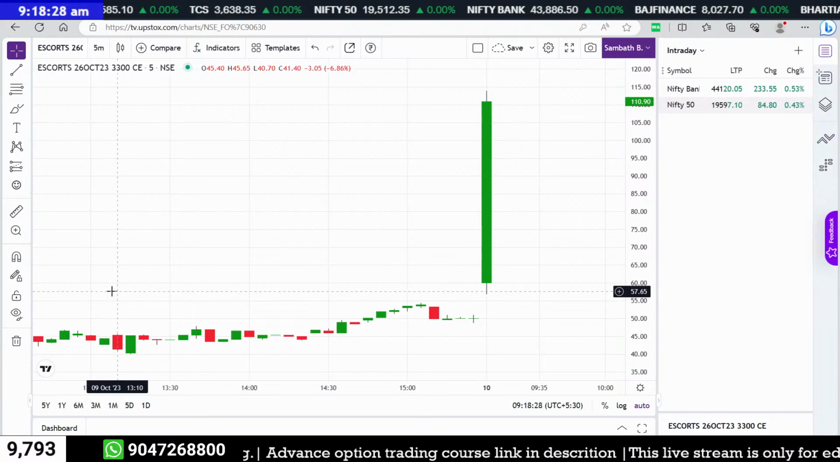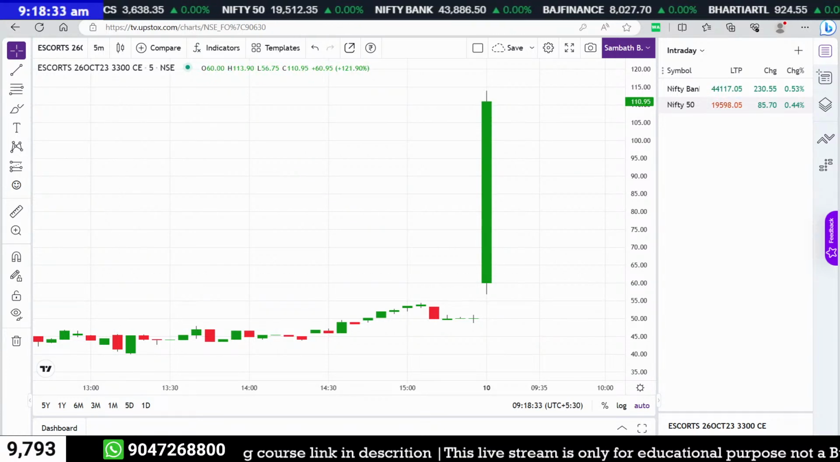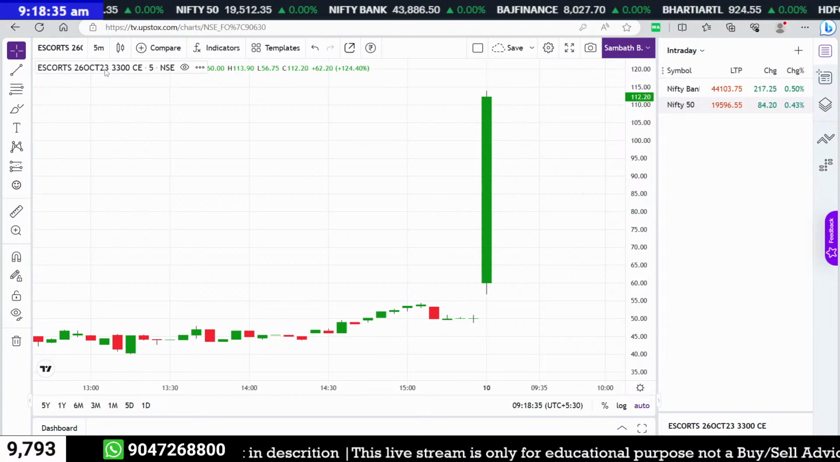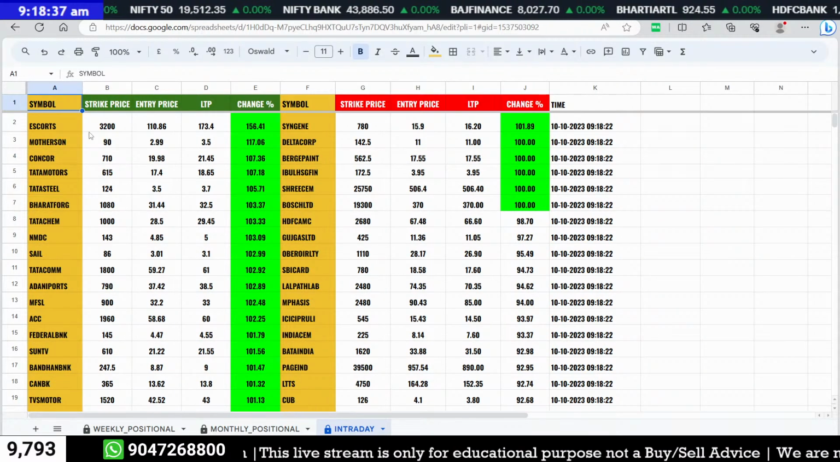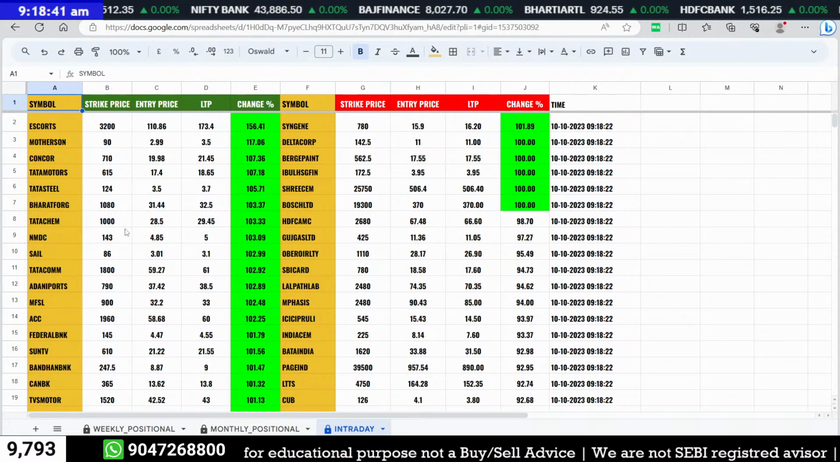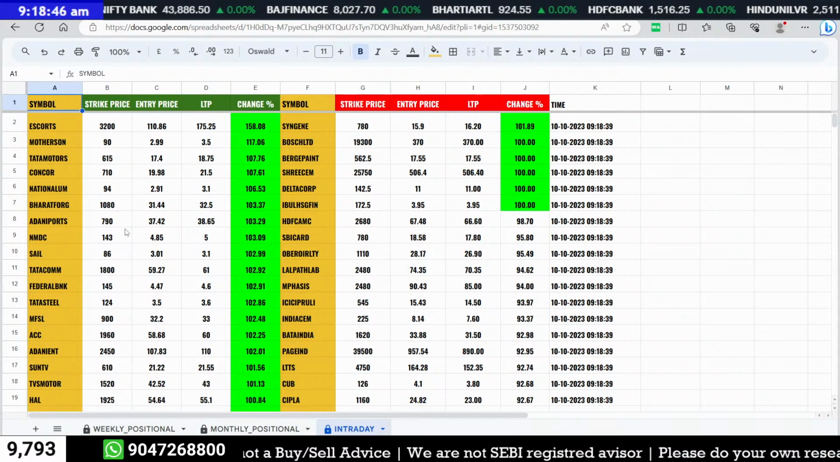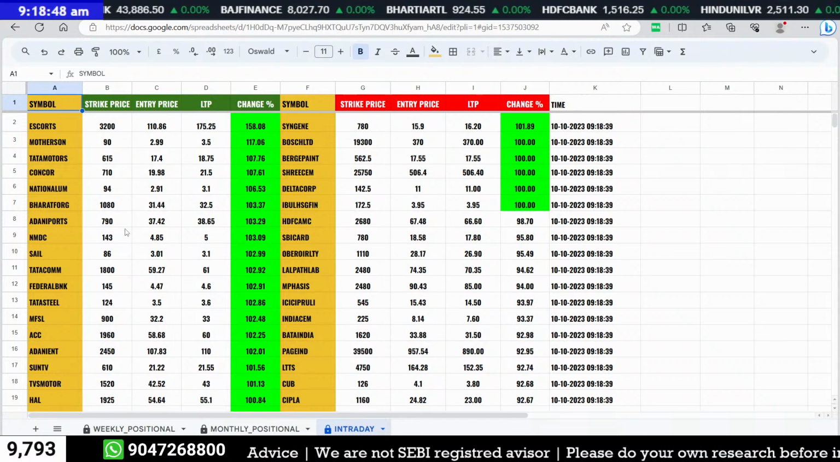A huge gap up, almost in the top. But if any stock opens with a huge gap up, there is a chance of reversal as well. So that's why we are not taking any trade between 9:15 and 9:30.